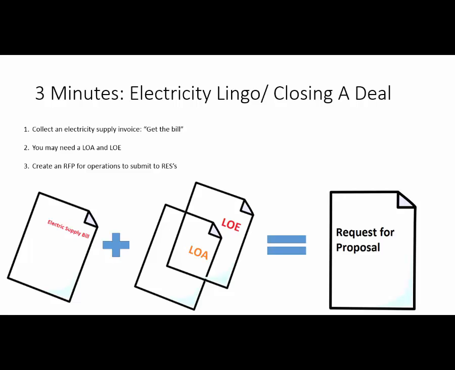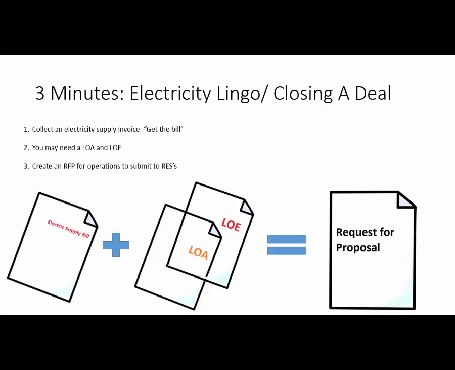Depending on the market, you may need to collect an LOA, or a letter of authorization. Letters of authorization authorize you to receive usage history from the local distribution company, or LDC. Some LDCs allow you to look up the usage online if you have an account number. If online usage is not available, you will need to have an LOA from the customer.